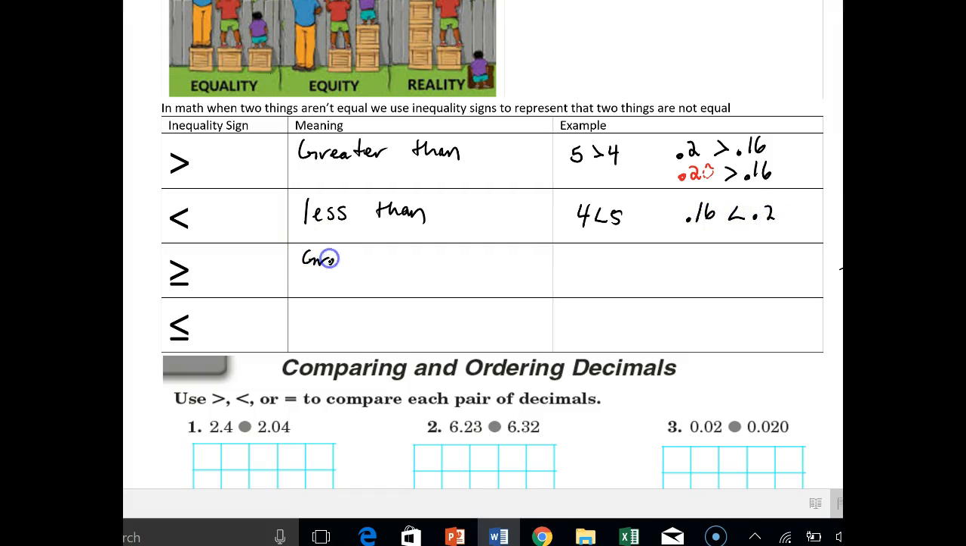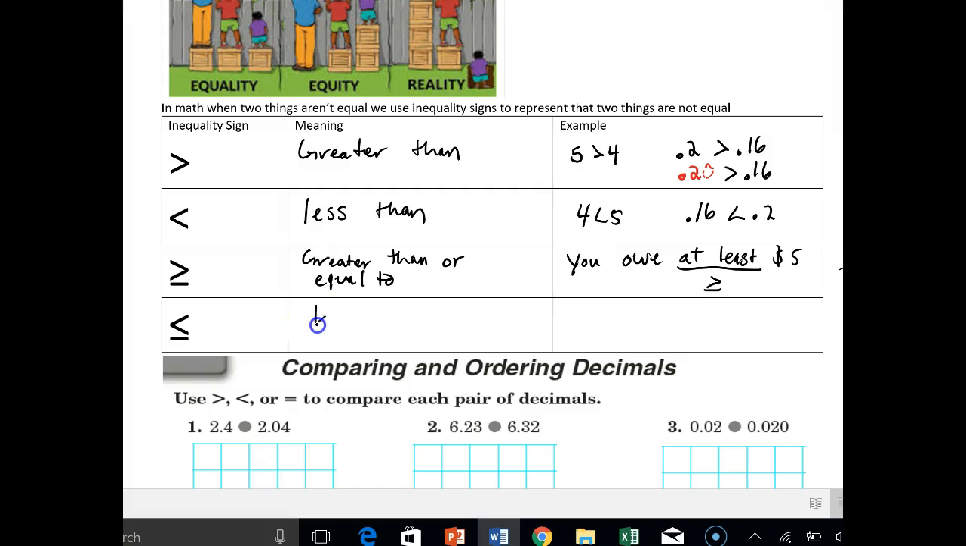Then we have greater than or equal to. When you have a line under the greater than sign, it means or equal to. And I can give you a scenario for this one. You owe me at least $5. So at the very minimum, you're going to give me 5, but you could give me more. That's what that at least means. It means greater than or equal to.